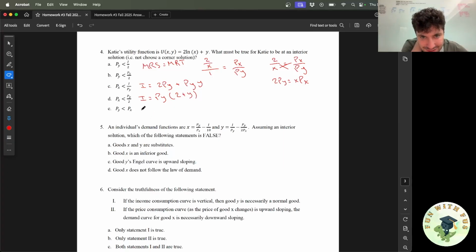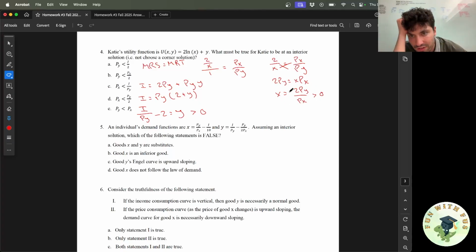I just took a deeper look into this problem. We are on the right track. So we are going to do I over PY and then subtract out our 2, and that's going to be equal to Y. And ultimately, an interior solution means that this is greater than 0. And we also solved for X up here, so X was equal to 2PY over PX. And this is also greater than 0.